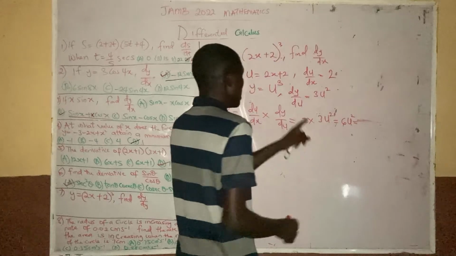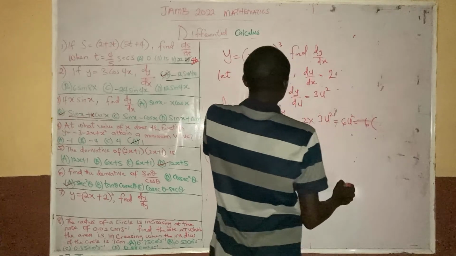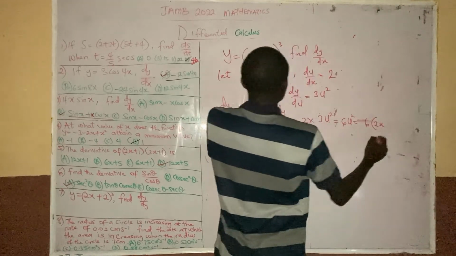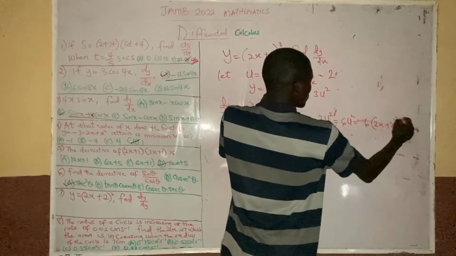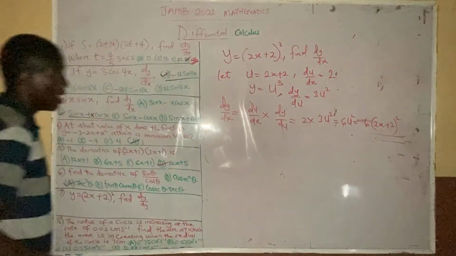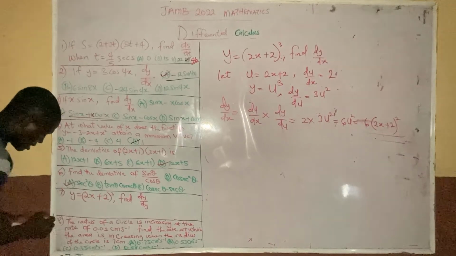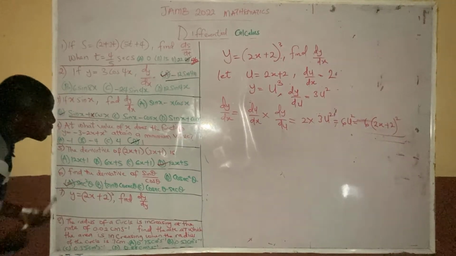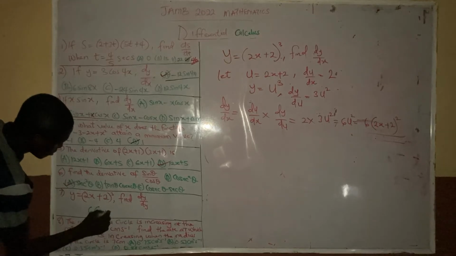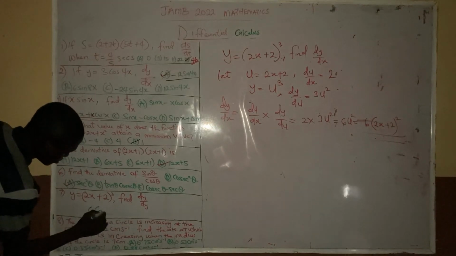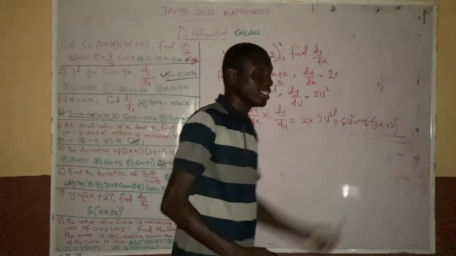Now my u here is 2x + 2, so it is 6 into bracket 2x + 2, squared. So that is the final answer. You can write the answer here: 6 into (2x + 2) all squared. You can go ahead and expand it if you want.